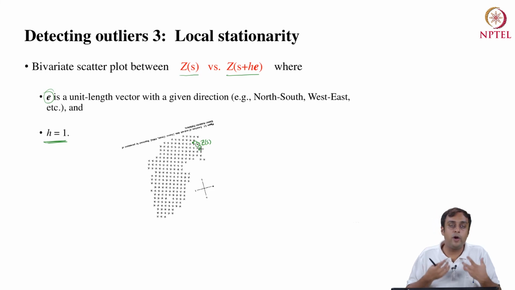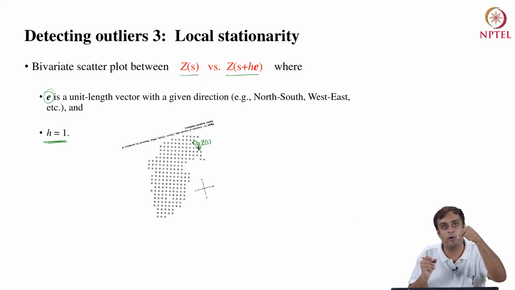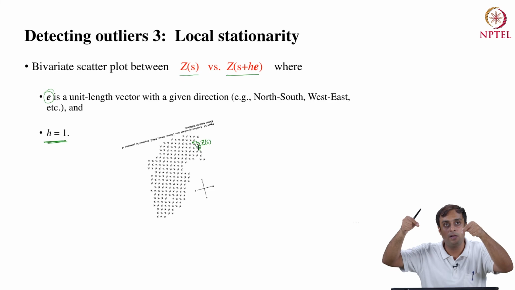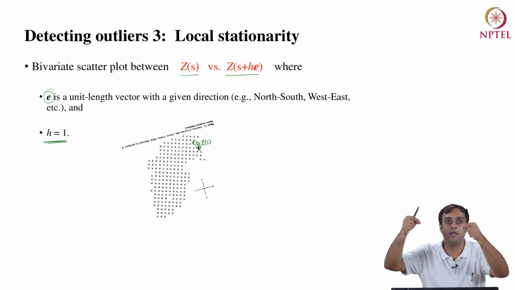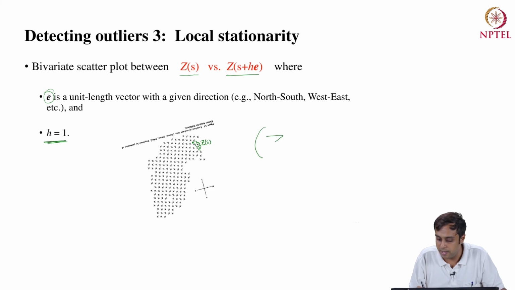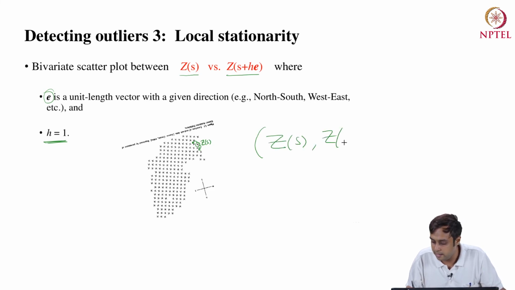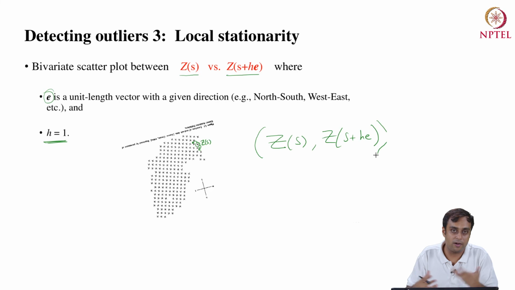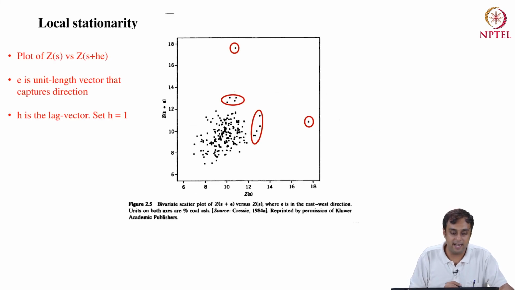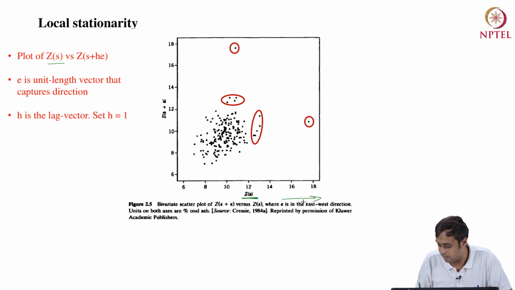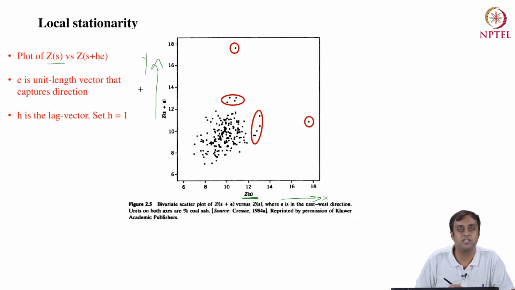So what we are going to do now is create scatter plots of pairs of values where I go to a location, I take one step, one hop, I record that value, and then I create a pair of these things, right? So I'm creating a pair of Z of S and Z of S plus hE, and then I'm going to present a scatter plot for these things. So pay attention to what I just said. Z of S is going to be my x direction, the x-axis. Z of S plus E is in the y direction. So I'm moving northward, right?